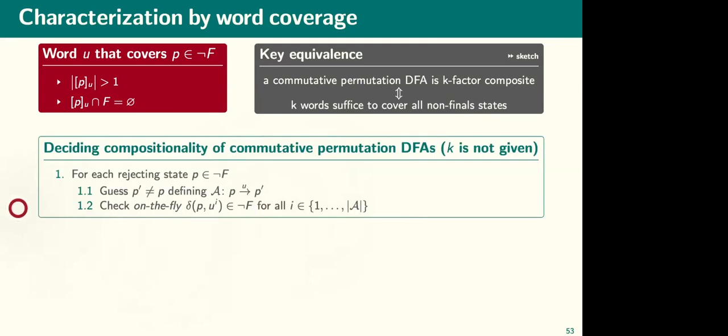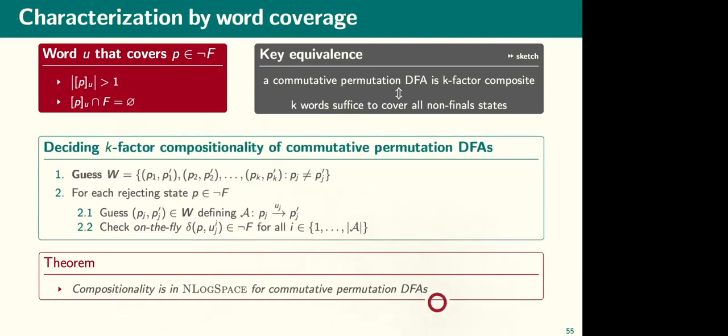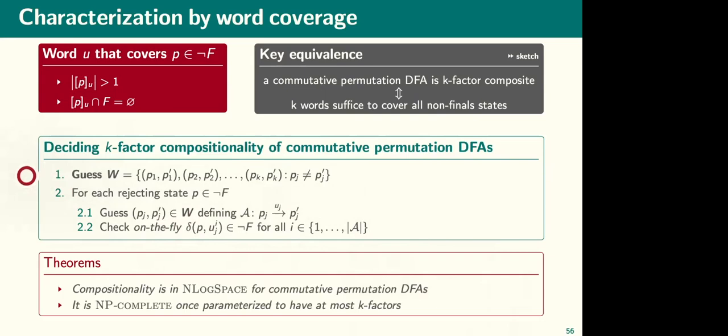From our theorem, we can naturally design the following algorithm, which basically checks whether every non-final state can be covered by some words. In addition, these words can be guessed as the shortest path because our automaton is deterministic. In turn, this allows us to obtain an NLOGSPACE algorithm to decide the compositionality for commutative permutation DFA. In the case where the number of factors is fixed, the algorithm is essentially the same, but it differs since we cannot guess new words for every final state here. We must guess the k words first, and then check whether the guessed words suffice to cover all non-final states. As a consequence, the complexity to decide k-factor compositionality is NP.